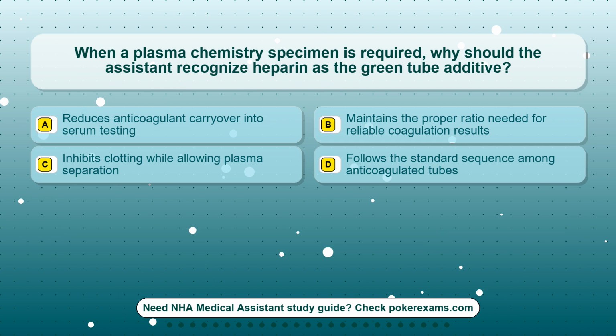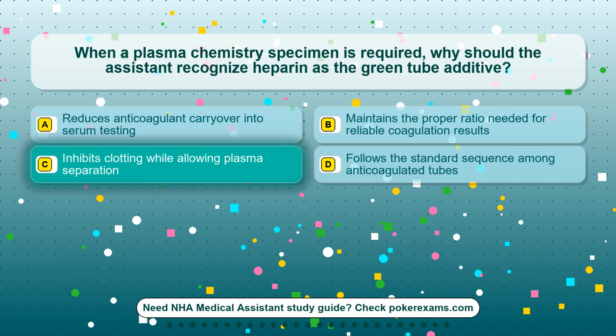Question 11. When a plasma chemistry specimen is required, why should the assistant recognize heparin as the green tube additive? Option A. Reduces anticoagulant carryover into serum testing. Option B. Maintains the proper ratio needed for reliable coagulation results. Option C. Inhibits clotting while allowing plasma separation. Option D. Follows the standard sequence among anticoagulated tubes.